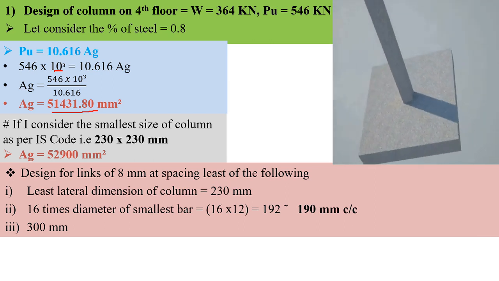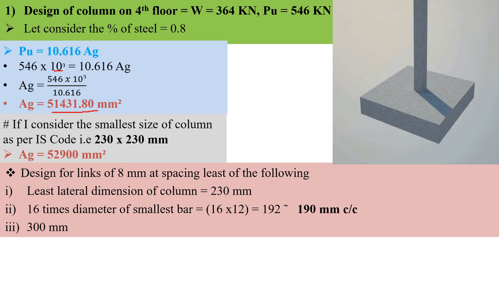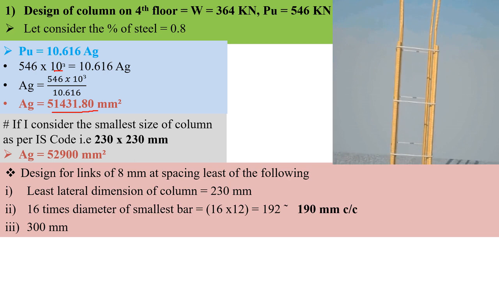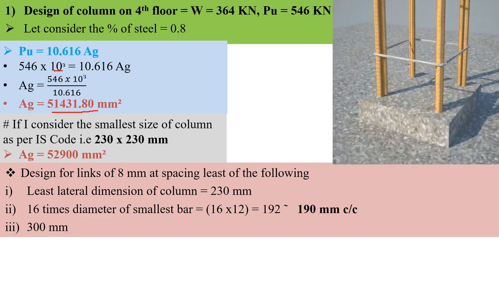So 16 times the smallest bar, 16 into 12 equals 192 mm. Taking approximately 190 mm. And the third one is 300 mm. So the least one is 190 mm center to center.